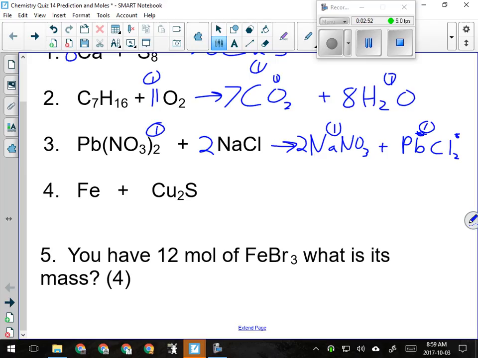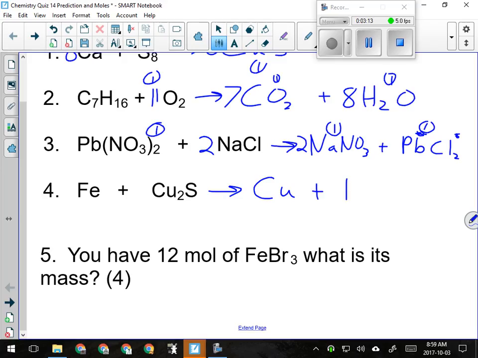Okay, for number 4, we got iron and copper. Which copper is this? 1, copper 1 sulfide. Okay, so what kind of reaction is that going to be? Single replacement. Okay, who is iron going to replace? Copper. All right, so it doesn't really matter that it's copper 1 because copper ends up by itself anyway.